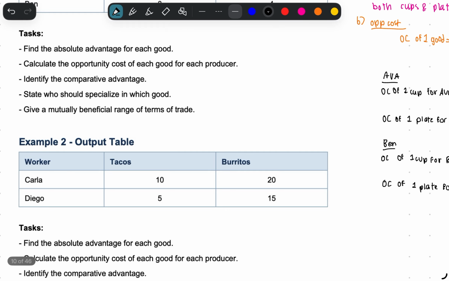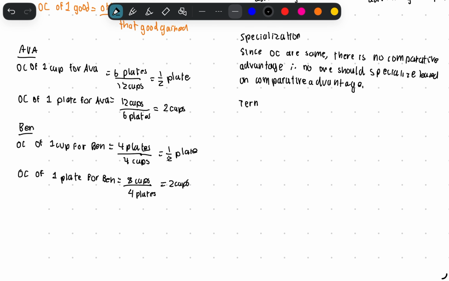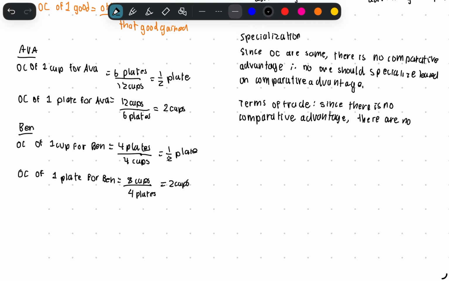Now, we're asked to give a mutually beneficial range of terms of trade. So, for terms of trade, we can say that since there is no comparative advantage, there are no gains from trade based on comparative advantage.